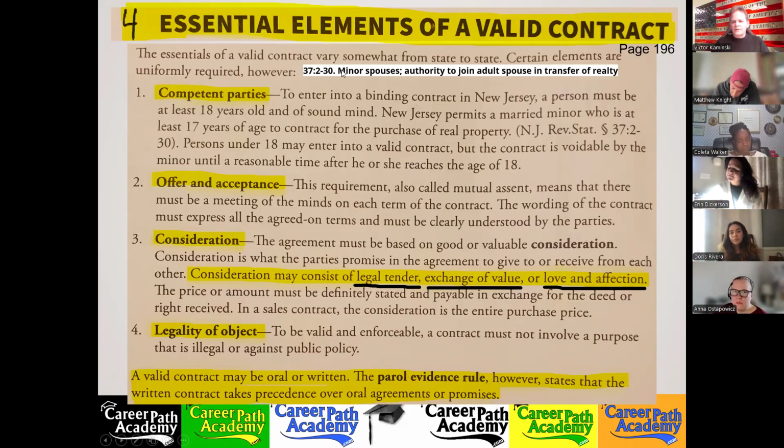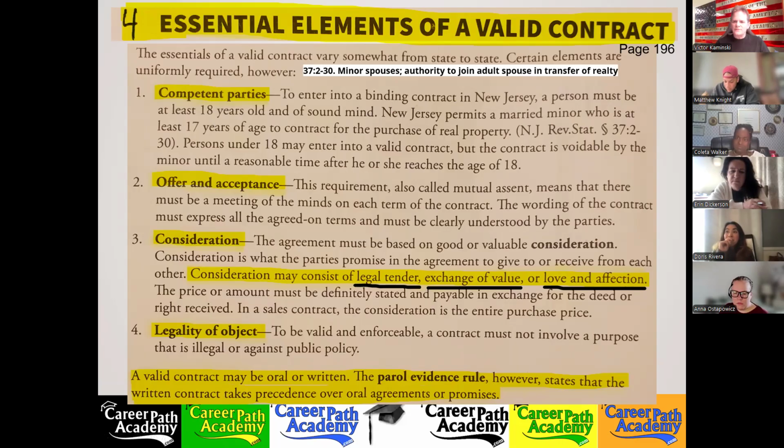Now, on here, you don't need to write this, but I put in the regular code law that says minor spouses have authority to join an adult spouse in the transfer of realty. And that's because in the book here, under competent parties, it says to enter into a binding contract in New Jersey, a person must be at least 18 years old and of sound mind. New Jersey permits a married minor who's at least 17 years of age to contract for the purchase of real property.